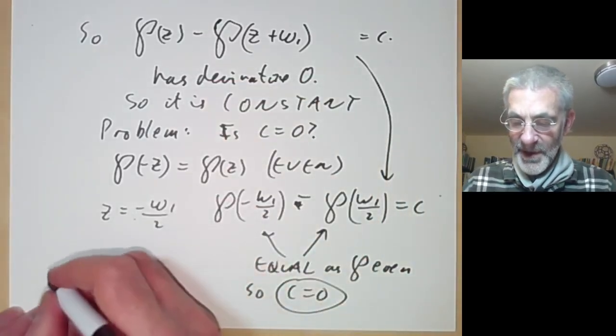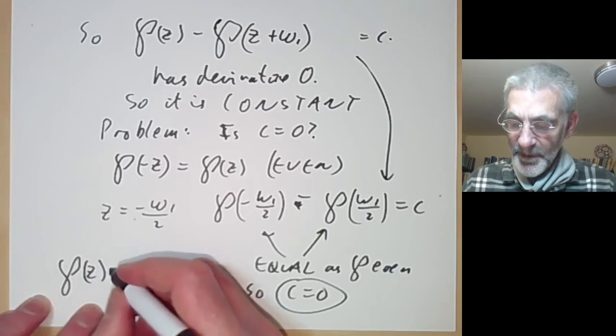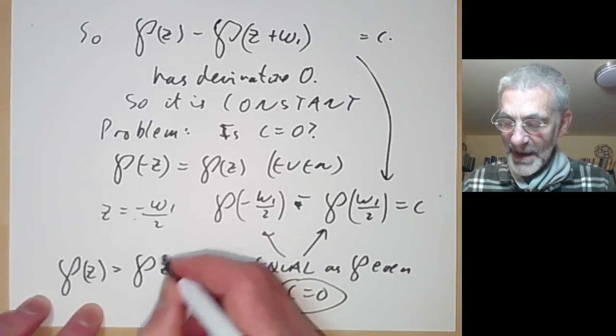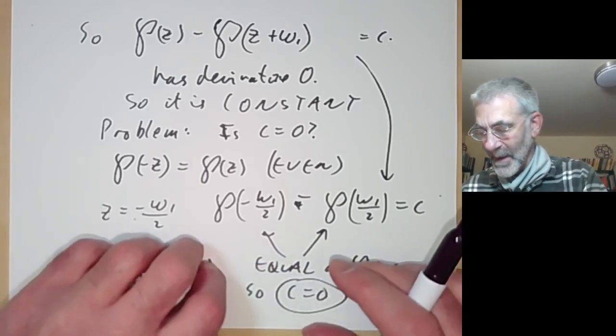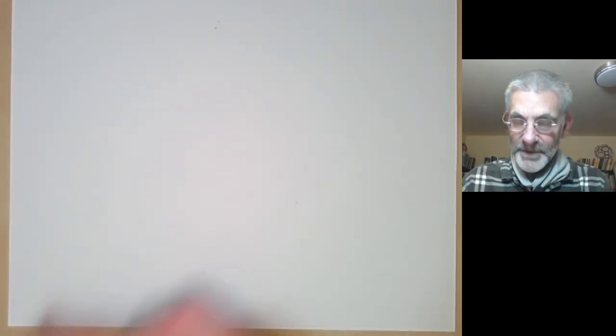And of course, we also get P of z equals P of z plus omega 2 in exactly the same way. So P is just elliptic.